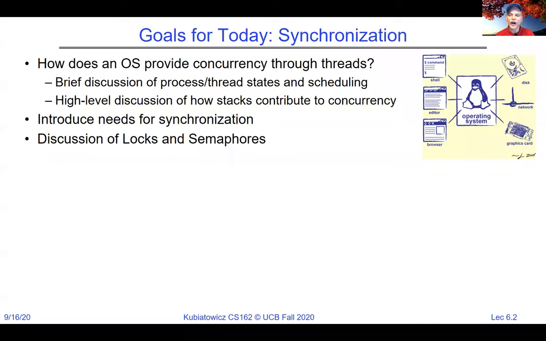In particular, we're going to start by understanding how the operating system gives you concurrency through threads, and a brief discussion of process thread states and scheduling, some high-level discussion of how stacks contribute to concurrency. On Monday, we'll talk more about what Pintos does to give you threads and even dive deeper. But today, we're going to start diving into the kernel. And then we're going to talk about why we need synchronization, and then we're going to explore locks and semaphores in a little more detail.